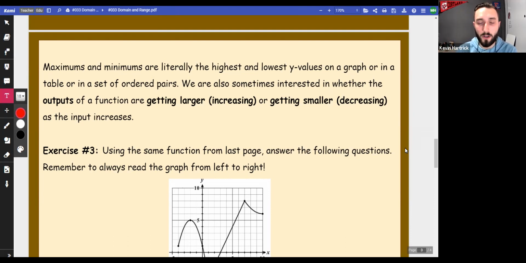As the behavior of the function, right? From left to right, you're looking at the x values. We want to know, are the y values increasing sometimes? Are they decreasing sometimes? This is part of the behavior of a function.